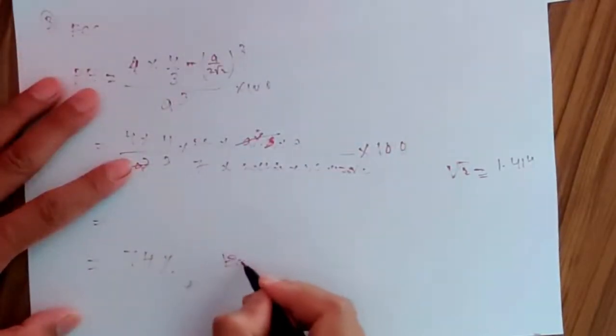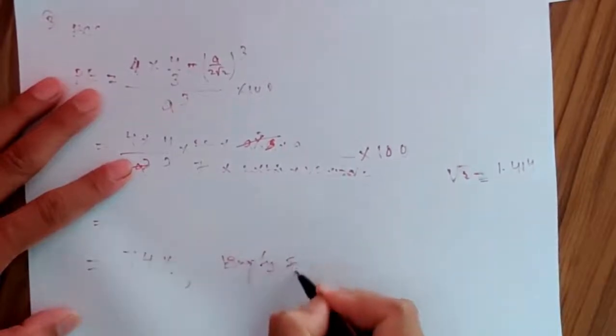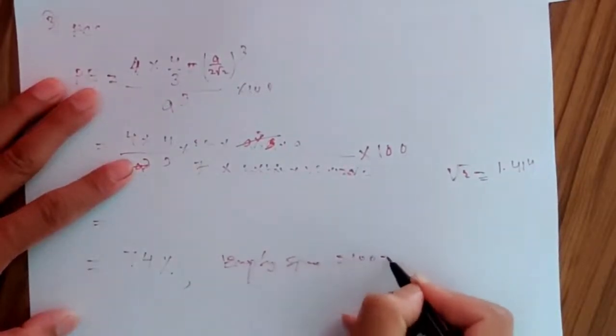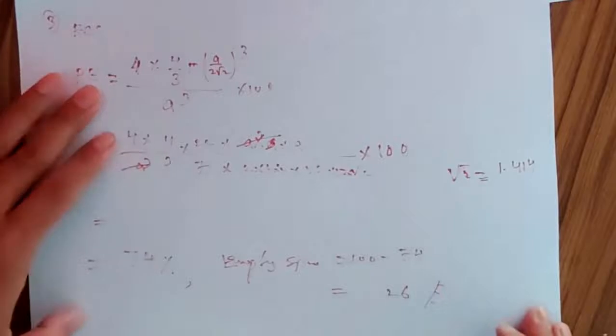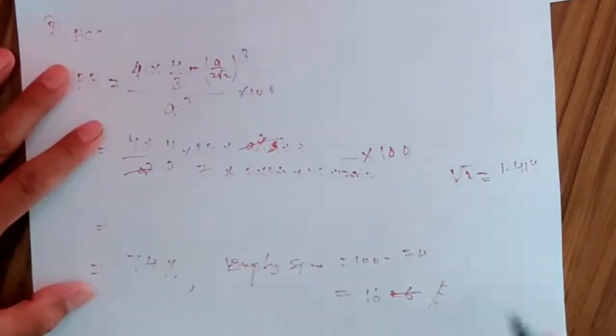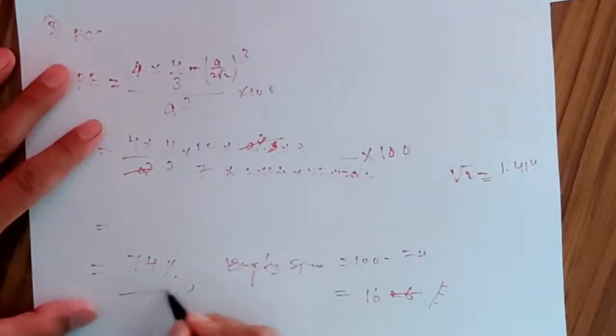Empty space is 100 minus 74, so 26%. Okay, done. This is why FCC is the most efficient among the three.